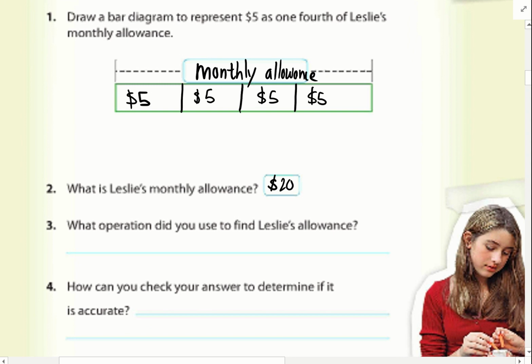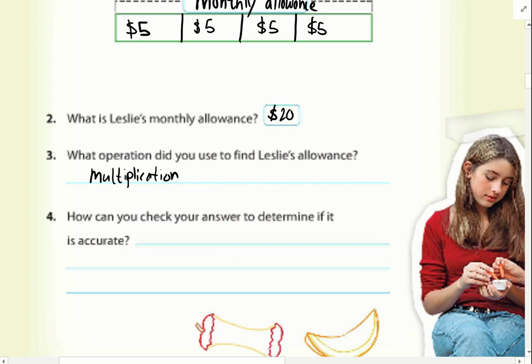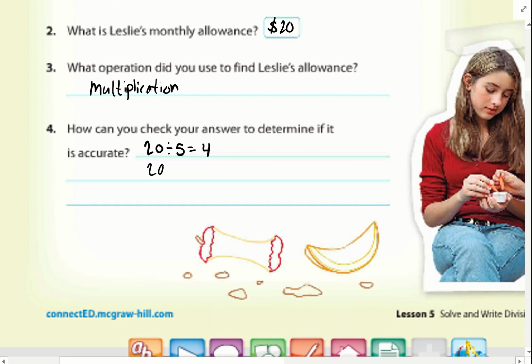What operation do we use to find Leslie's monthly allowance? We use multiplication. How can we check our answer? We can divide. So you can do 20 divided by 5 equals 4, or you can do 20 divided by 4 equals 5.